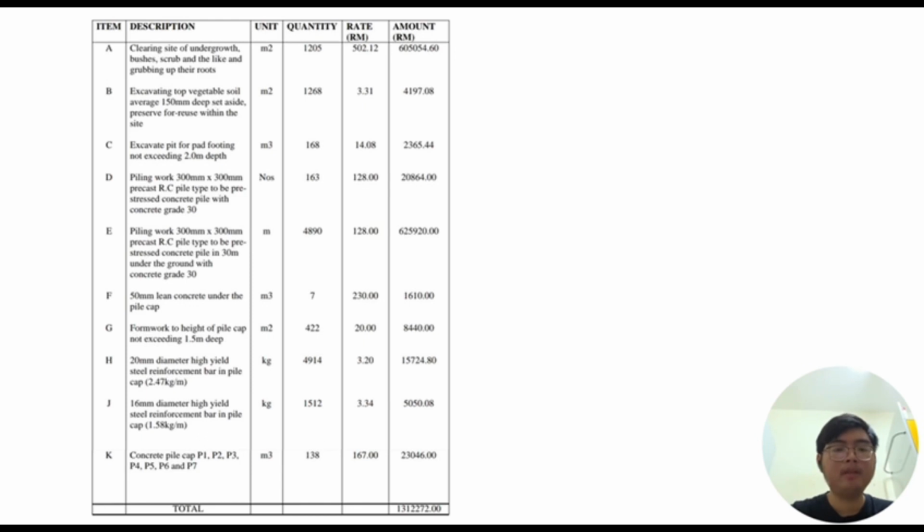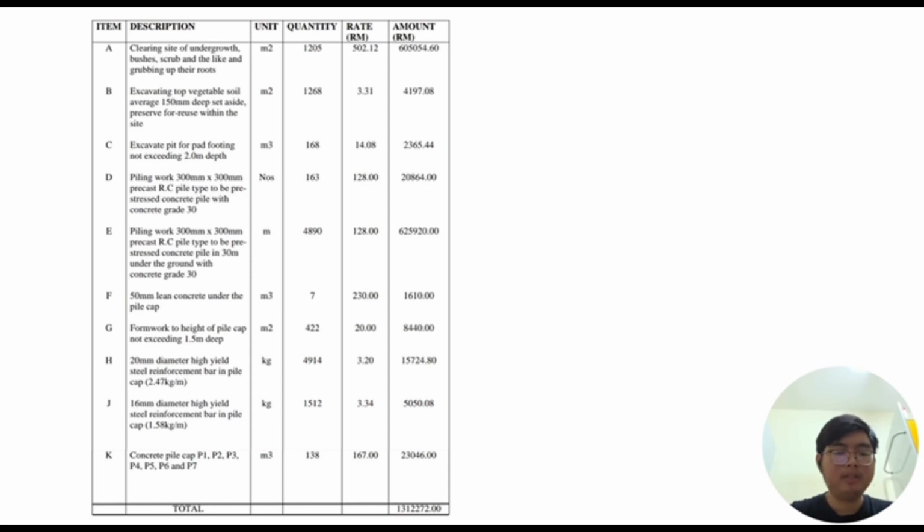1,610. Next, for the formwork to height of pile cap not exceeding 1.5 meter deep with area of 422 meters square and rate of RM 20. The total cost is about 8,000. And next, 20mm diameter high yield steel reinforced bar with weight of 4,940 kg and rate of 3 ringgit. The total cost is about 15,724 ringgit.